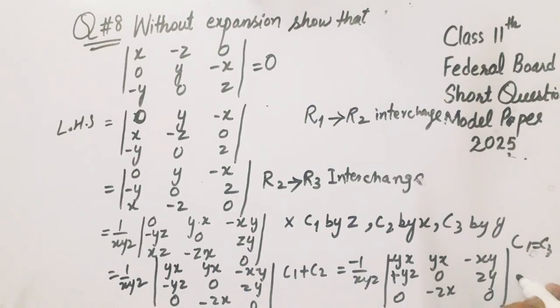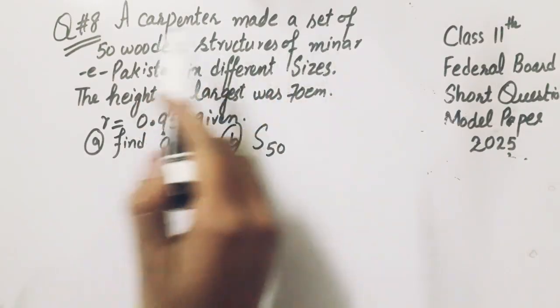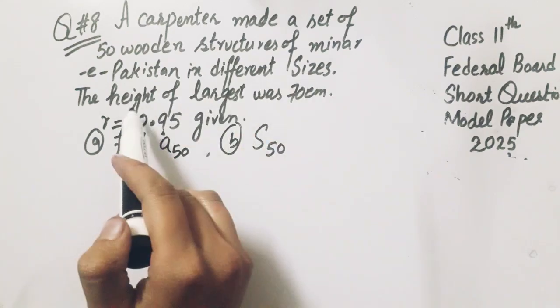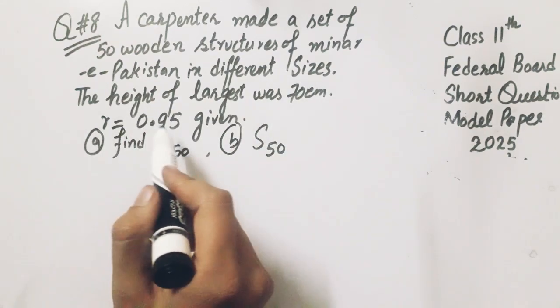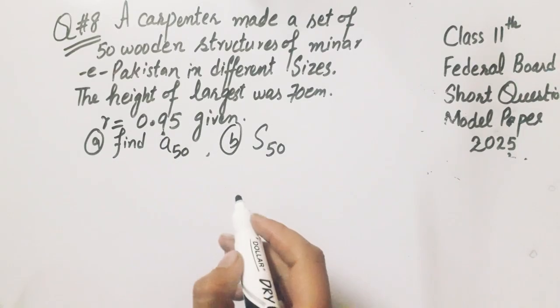C1 and C3 are identical, so the determinant of this is equal to 0, and this is equal to the right-hand side. Now we will solve question number 8. A carpenter made a set of 50 wooden structures of Minar-e-Pakistan in different sizes. The height of the largest was 70 meters, r is 0.95, and you have to find A50 and S50.